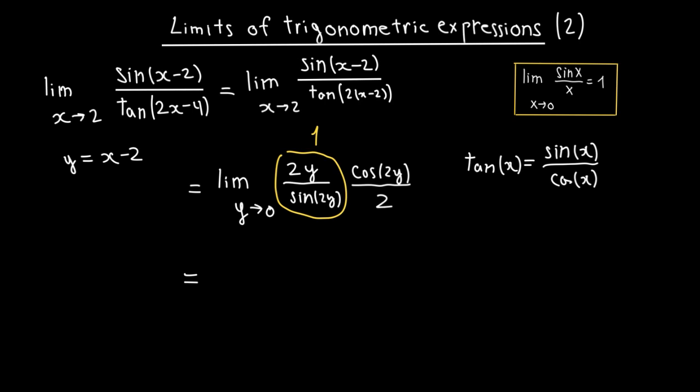And so, this means that this expression tends towards 1. Hence, we get the limit as y tends towards 0 of cosine of 2y divided by 2. Now, remember, the cosine of 2y as y tends towards 0 is 1. And therefore, we get that this limit is 1 over 2.